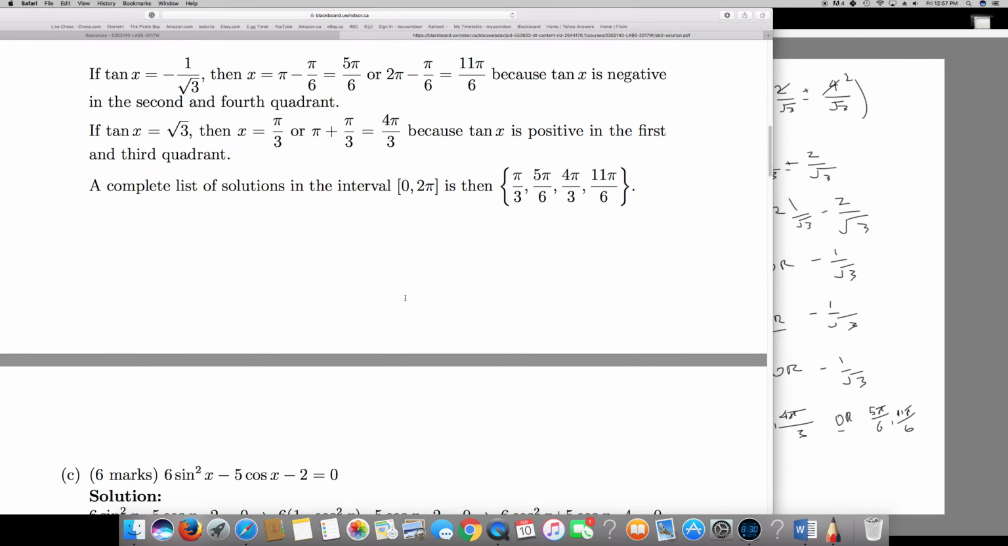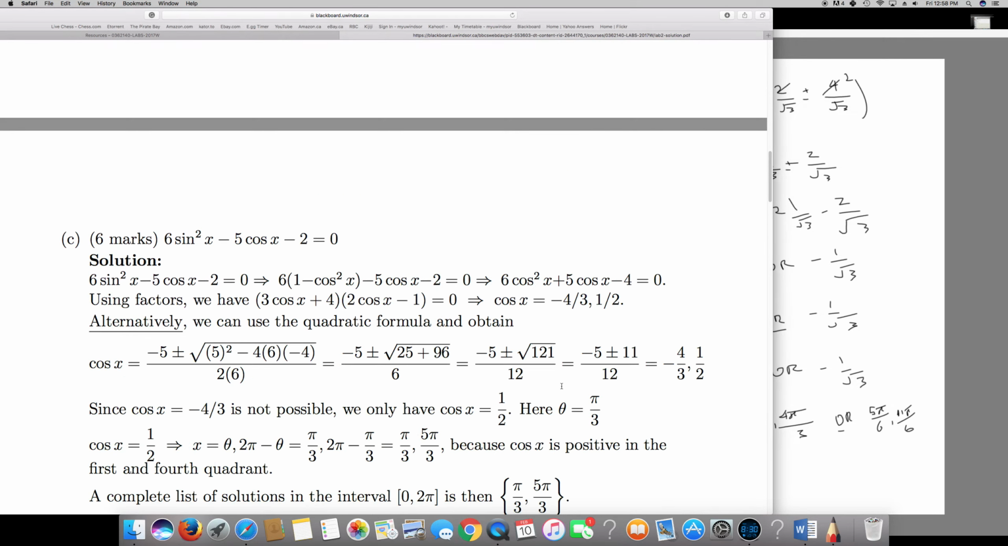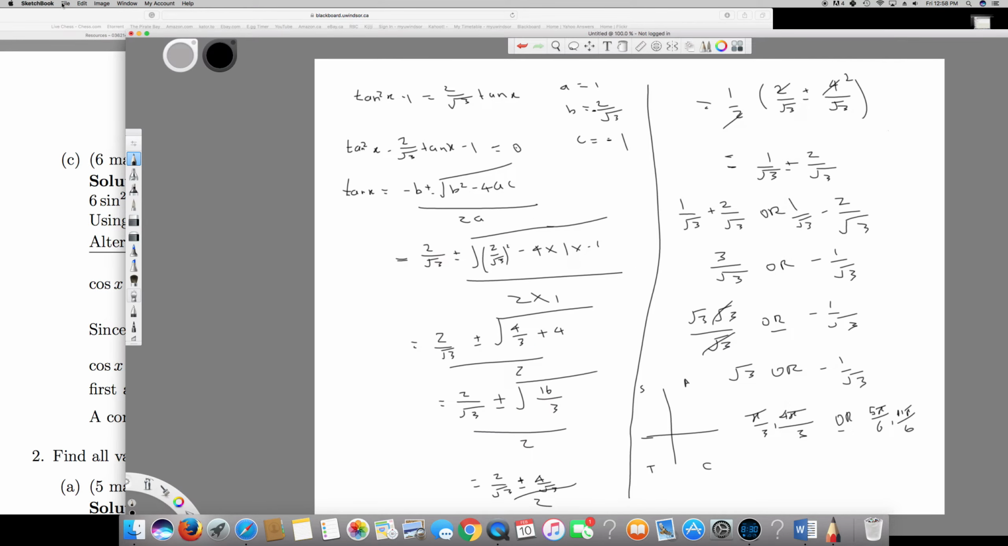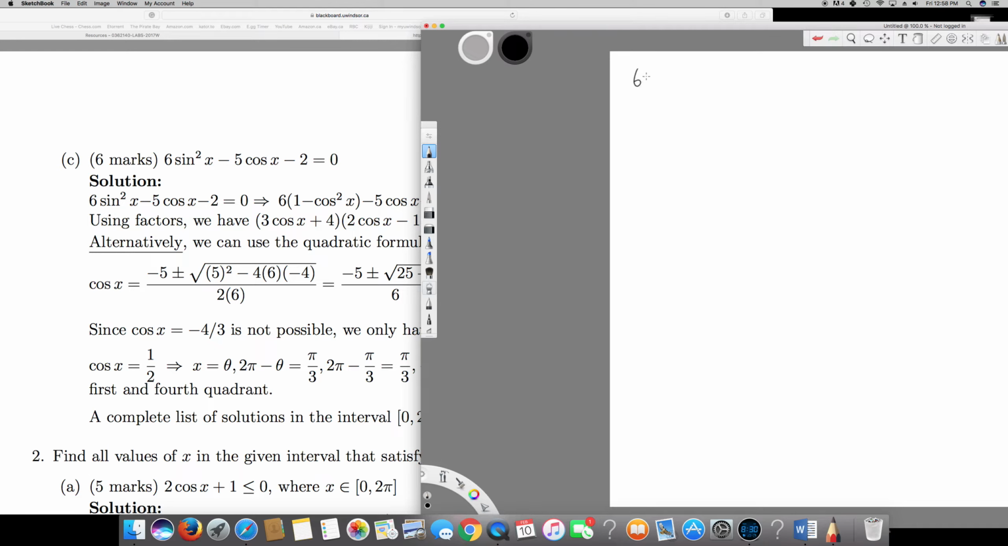Let's move to the next question. The next question is asking: 6 sine square x minus 5 cos x minus 2 is equal to 0.